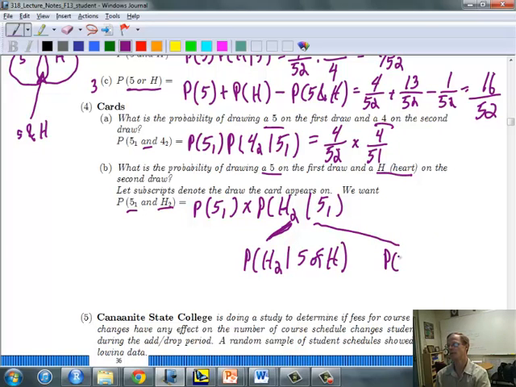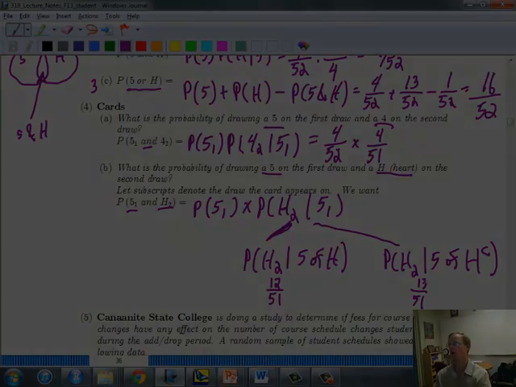Let's do the probability of a heart on the second, given the 5 of not hearts, so the 5 of hearts complement. Well, given that I've got a 5 of hearts, what's the probability that I'm going to draw a heart out? Now, there's only 51 cards left in the deck, but 12 of them are hearts. Whereas over here, there are 51 cards in the deck left, but we know that 13 of them are hearts.